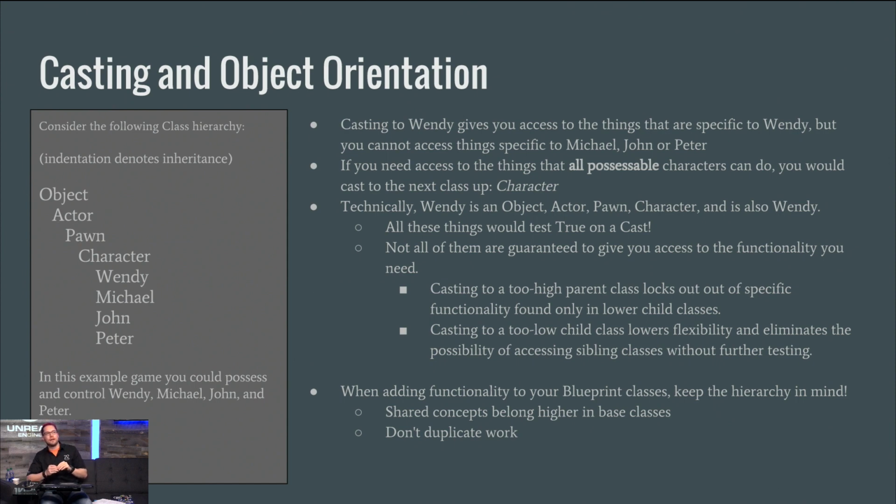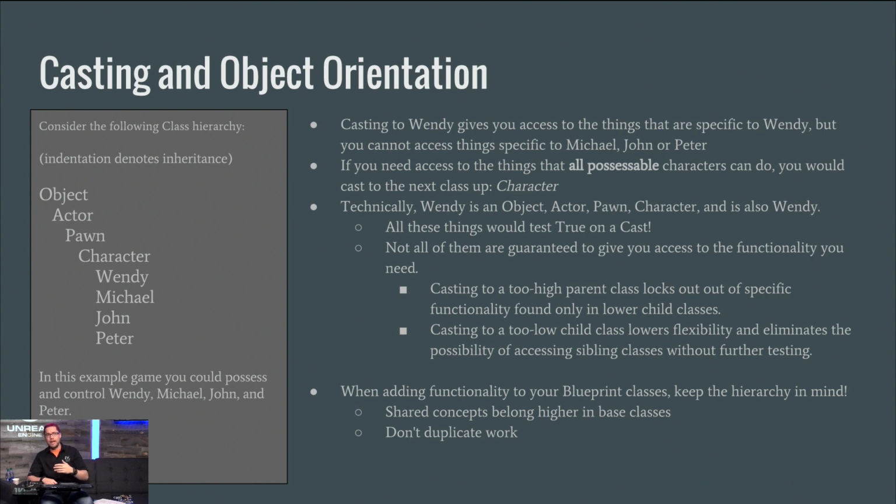Now, continuing on, not all of these cast levels are guaranteed to give you access to the functionality you need. If you cast way too high, to a too high parent class, that's going to lock you out of specific functionality that only the children have. For example, a character is going to have some sort of physics state. Is it walking? Is it swimming? Is it jumping? And so forth. But if you cast up to actor, none of that was implemented in actor. So you would have cast too high and you won't find the data you're looking for.